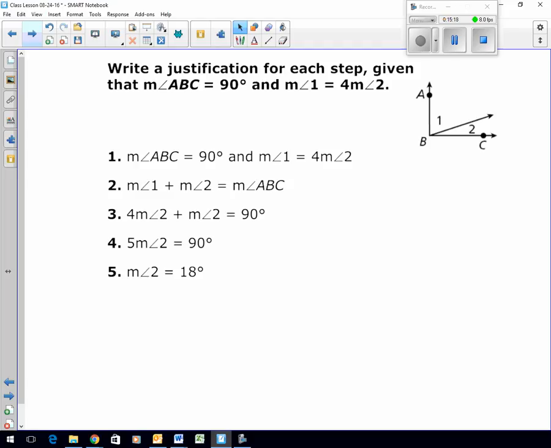Last one. This is it. Write a justification for each step. I want y'all, this is the interactive part of the lesson. Okay, so y'all gonna help me out with this.